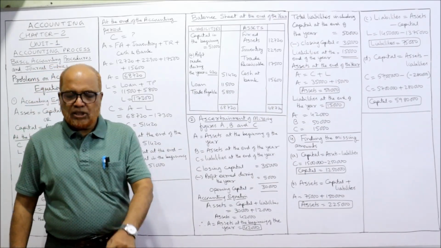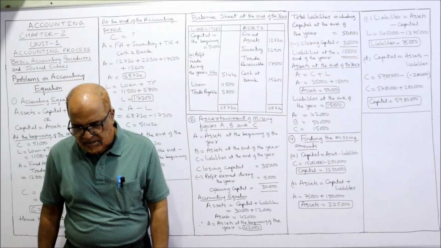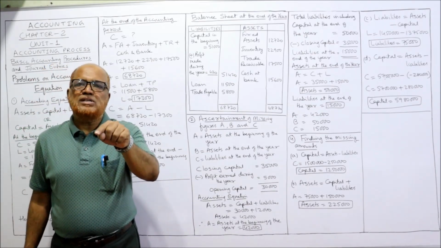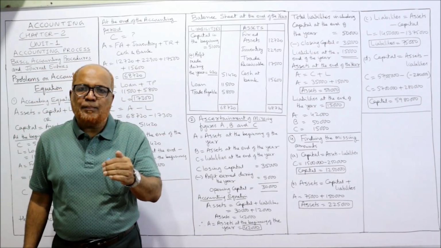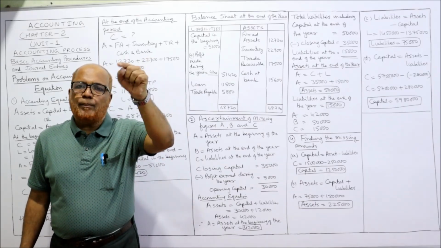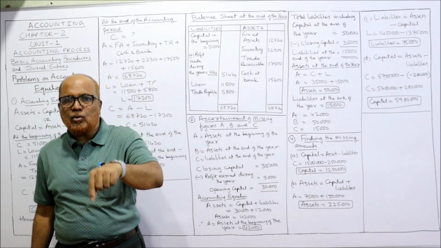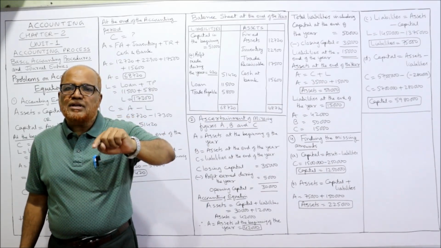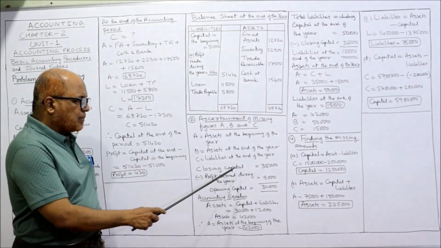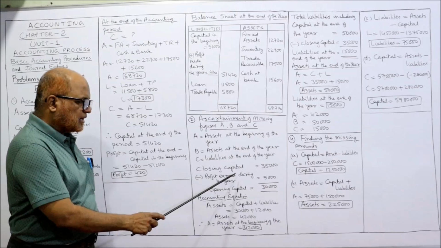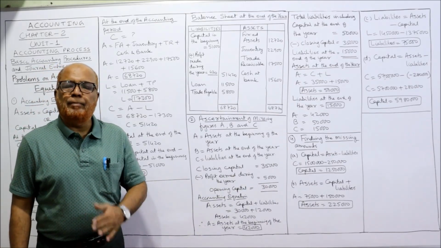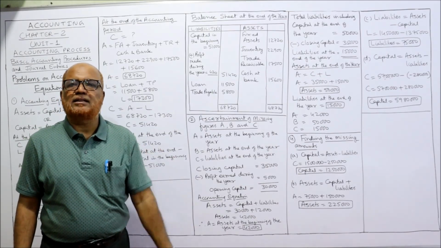Closing capital. In the problem it is given closing capital is 35,000. From closing capital, if we deduct the profit, we will get the opening capital. Because opening capital plus profit is equal to closing capital. Closing capital minus profit is equal to opening capital. So closing capital 35,000 minus profit earned during the year 5,000. So opening capital will be 30,000. Beginning of the year capital is 30,000.